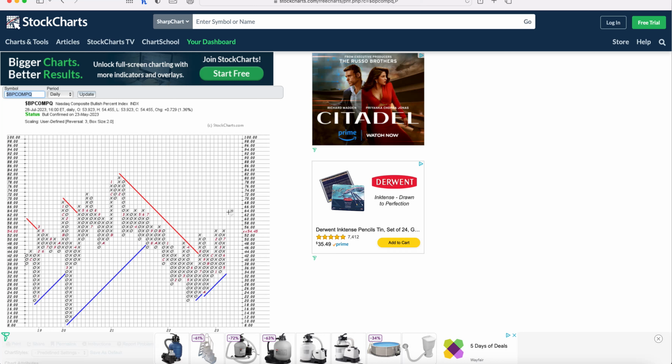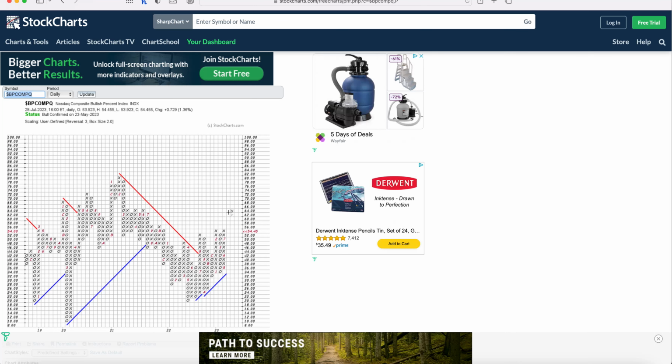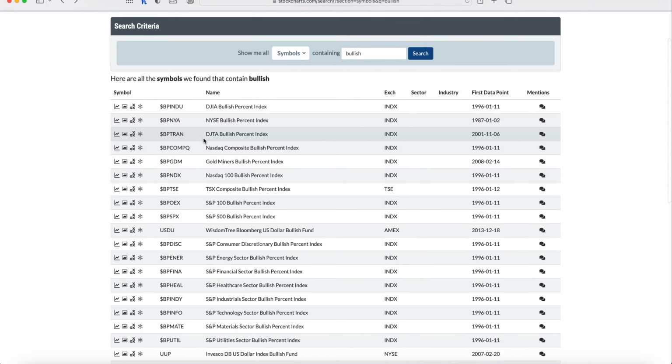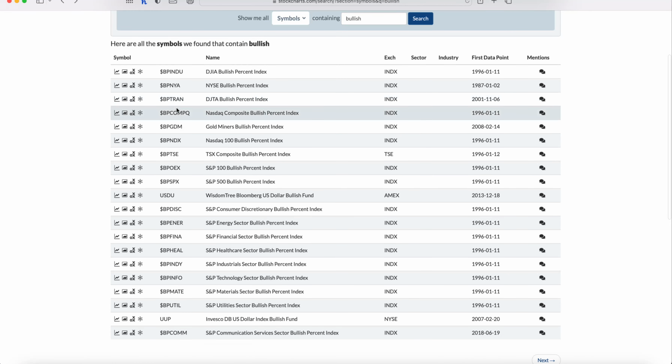Those have been what's been driving the markets, yet only 54% of the stocks in the NASDAQ are actually on a point and figure buy signal. So really those large stocks are the ones that have been driving, and it's kind of interesting to see the difference there. If you want to, you can look at the gold miners.